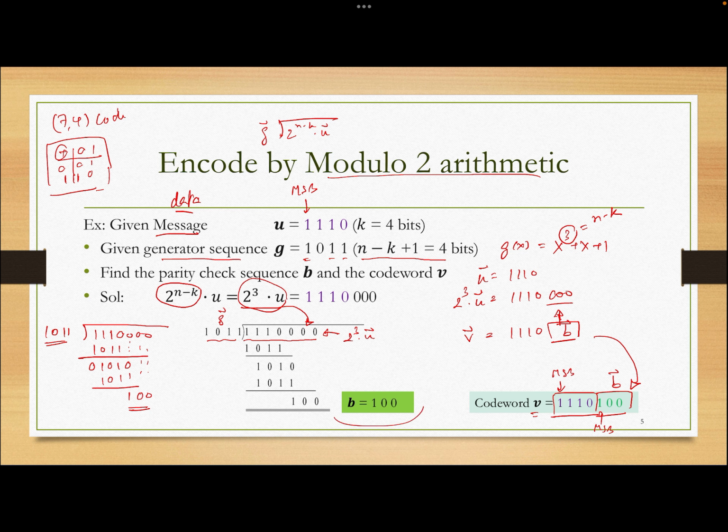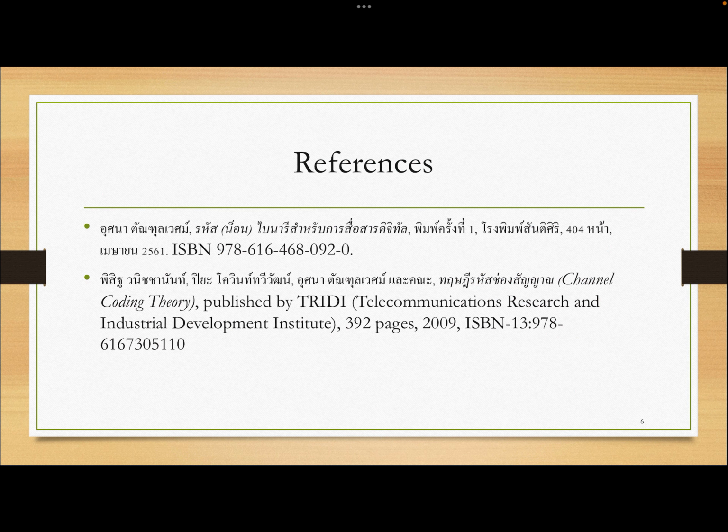So this is the b, this is the parity check sequence, and you add the b at the end, after the shifted u, right? So then you get u here and b next to each other, and then you get the code word. So this is the end of this slide. For the next slide, we will continue with the polynomial division.